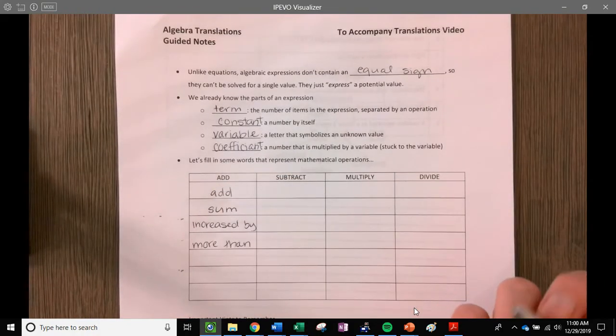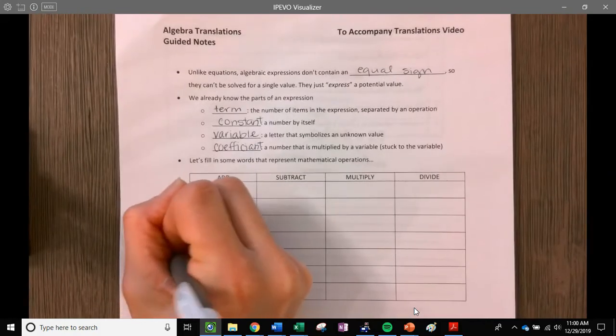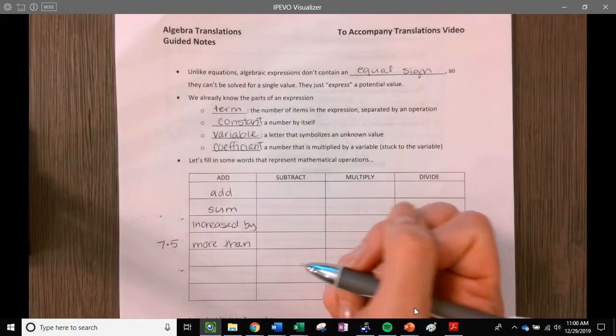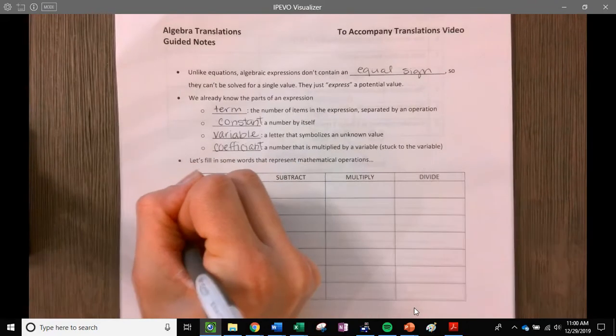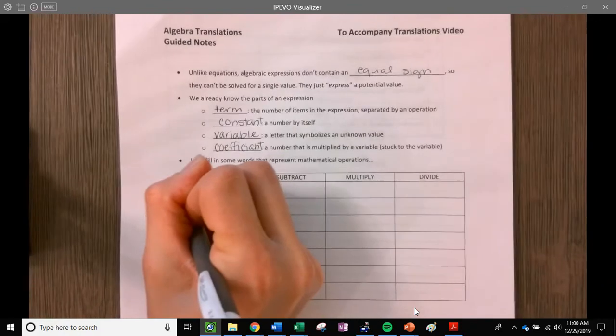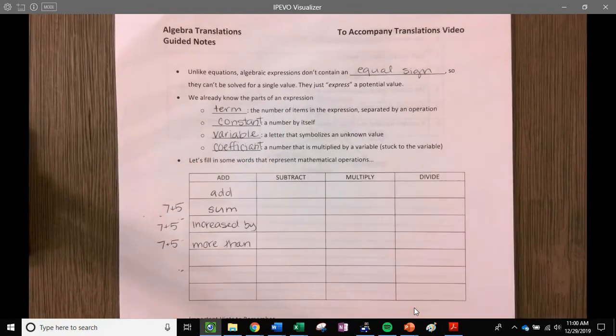5 more than 7 is the same thing as 7 plus 5. Same thing here: 7 increased by 5 is 7 plus 5. Or the sum of 7 and 5, well, that means 7 plus 5. Okay, it all means the same thing.